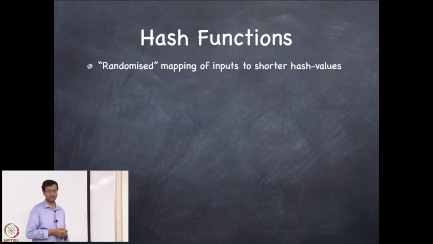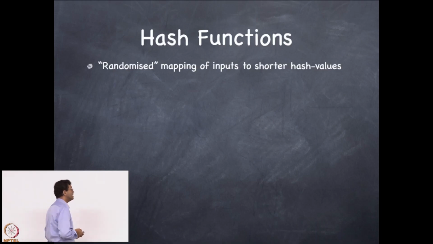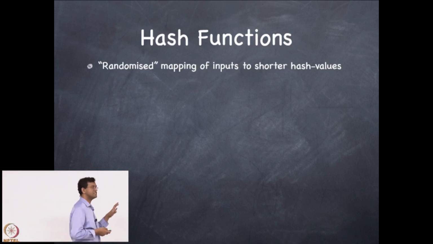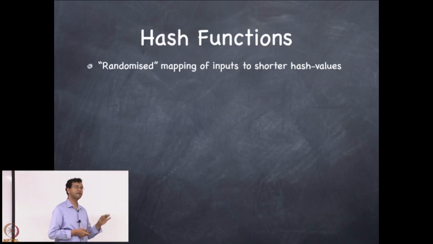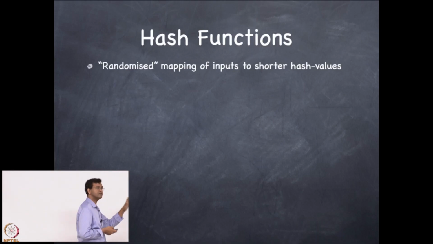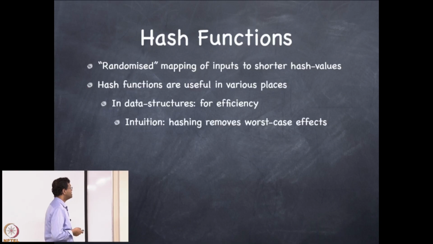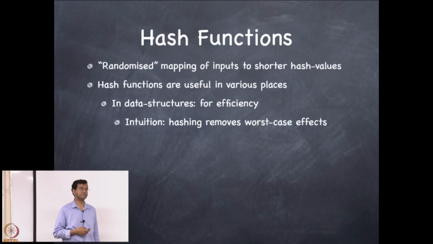One thing about hash functions is that they map long strings into short strings. I call it a randomized mapping in the sense that a lot of the hash functions used in practice are actually deterministic fixed functions, but we'll still think of them as randomly picked from some family. So for now, think of it as picking a function at random from a big family, and that's your hash function. They show up with this randomization and are useful in various places. You would have seen them in your data structure courses. There are hash tables.